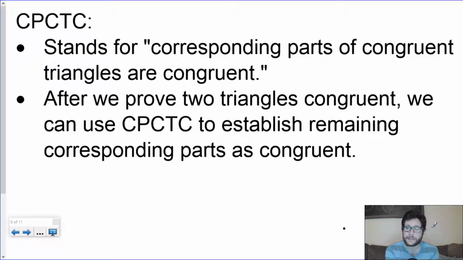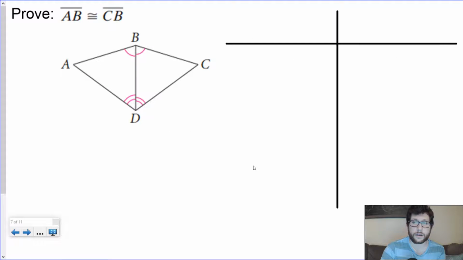Now I know that CPCTC sounds crazy. If you say it too fast, it sounds like a disease or something, okay? It's really not bad. It always goes at the end of your proofs. You never put it anywhere else. You just do your proof, and the last step after the congruent triangles, you just pop it on there. So we're going to walk through 2 proofs, and then that'll be that. So let's take a look.